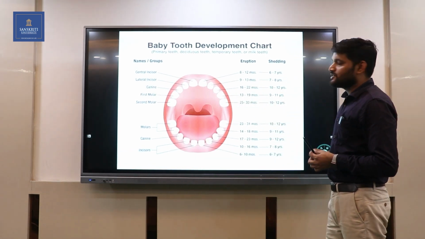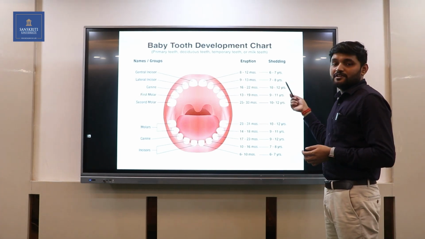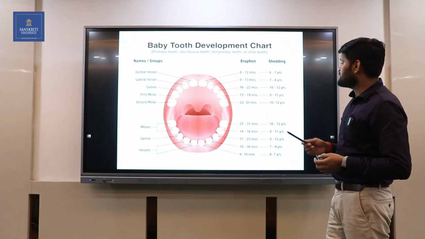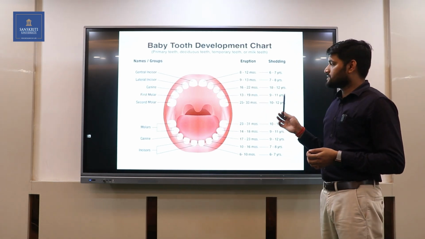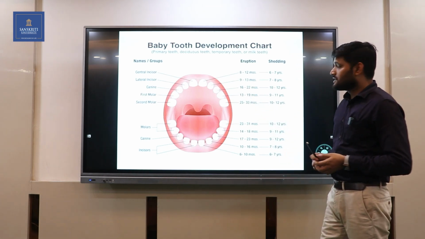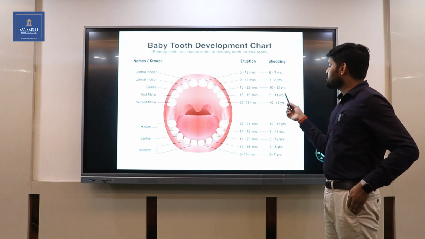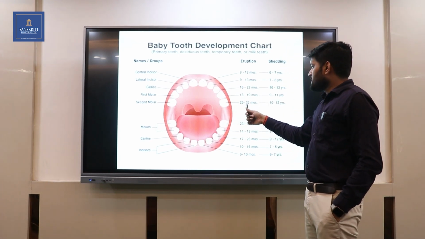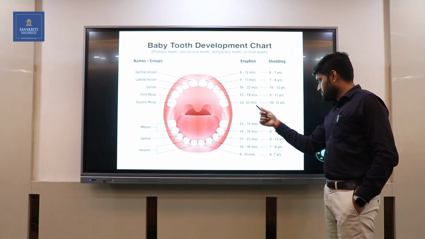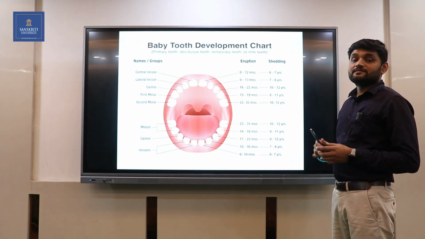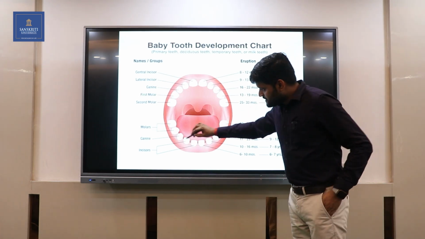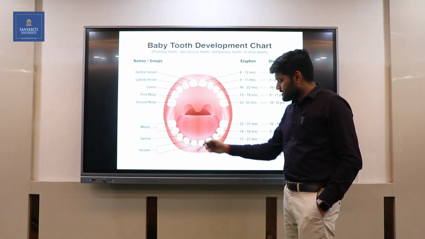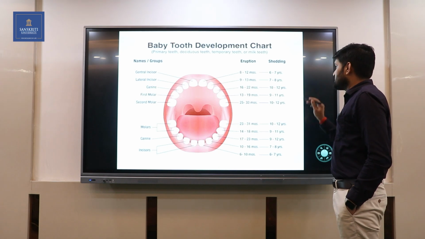Lateral incisor erupts at 9 to 13 months and is shed at 7 to 8 years. Canine erupts at 16 to 22 months and is shed at 10 to 12 years. First molar erupts at 13 to 19 months and is shed at 9 to 11 years. Second molar erupts at 25 to 33 months and is shed at 10 to 12 years. Like that, the lower jaw molars, canines and incisors have the same eruption and shedding periods.